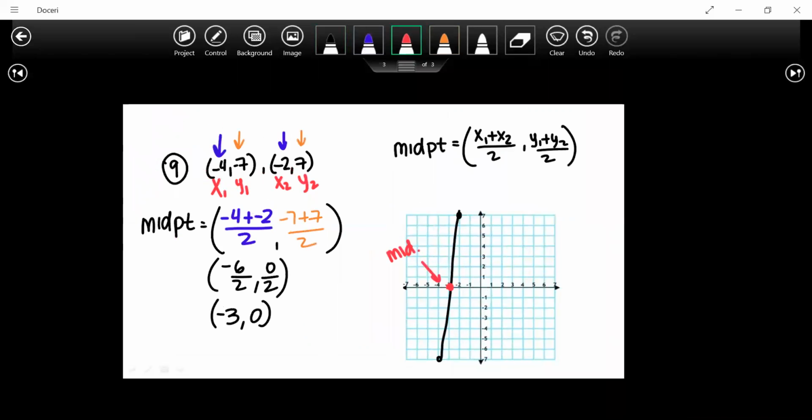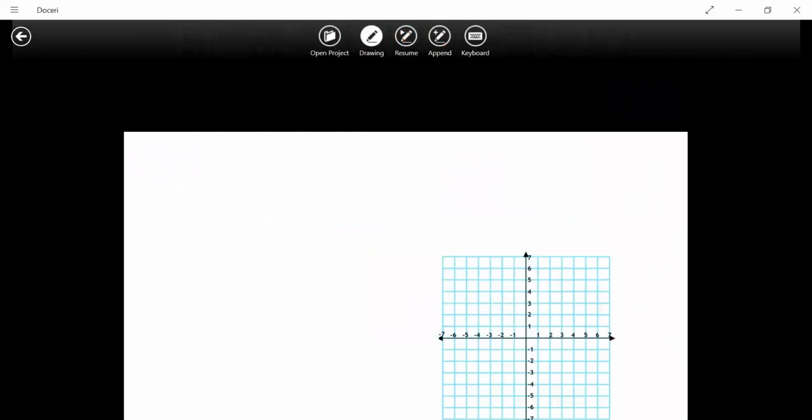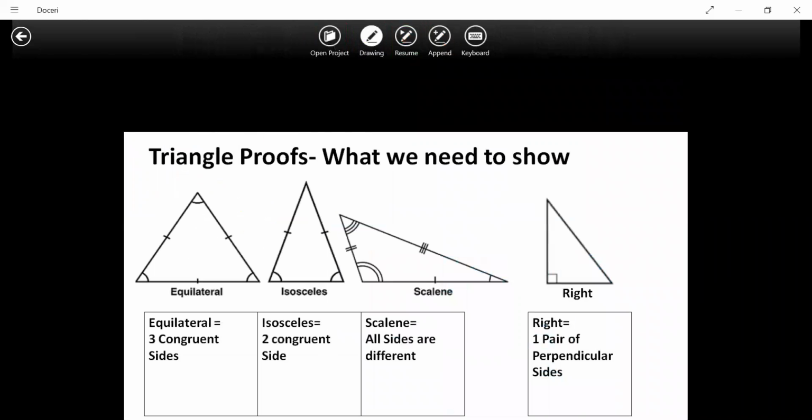Changing it up. Here we go. Do me a favor. Copy that down. We're doing a little bit of proof. One thing that we want to be able to do here is use triangles to show proofs.